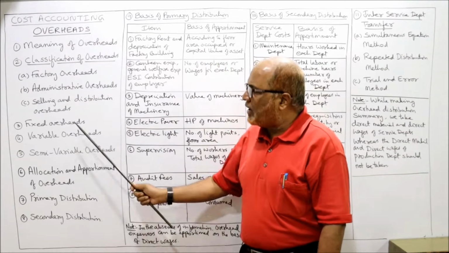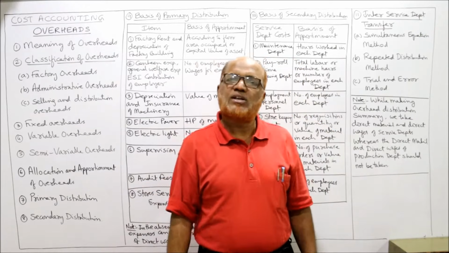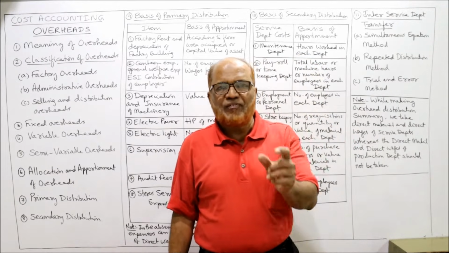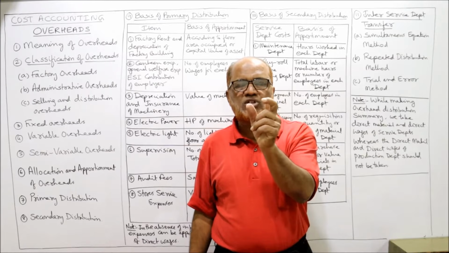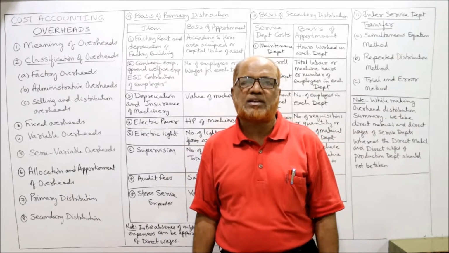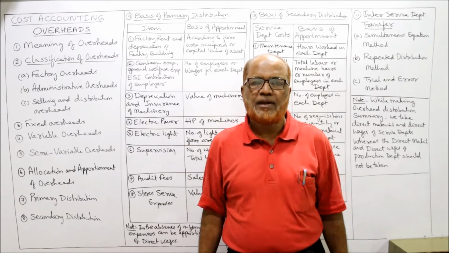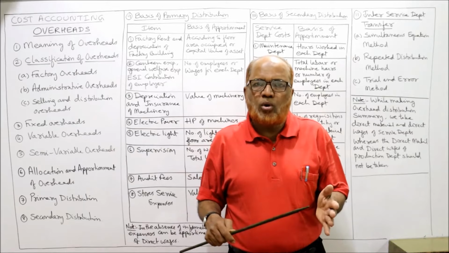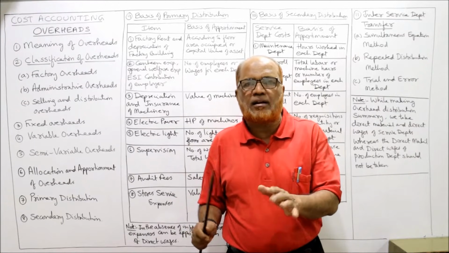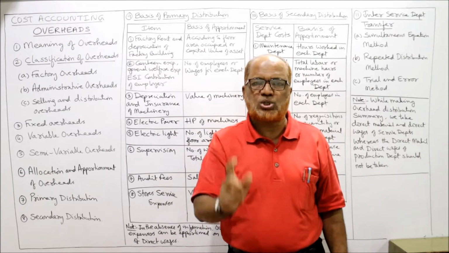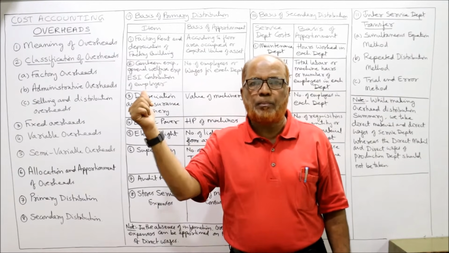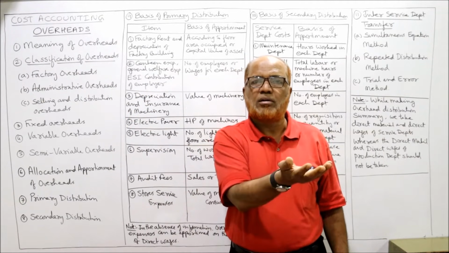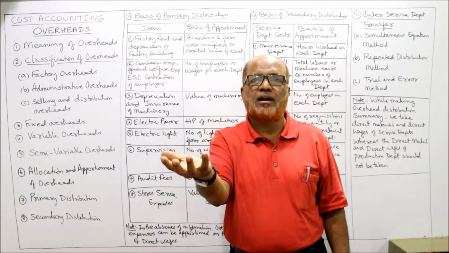Now another way of classifying overheads is fixed overheads and variable overheads. One more is semi-variable overheads. Fixed overheads are those overheads which remain fixed irrespective of the level of activity. Example, in the factory, the rent of the factory premises is paid. Whether the production is more or less doesn't matter. The rent of the factory will be a period cost, a cost incurred according to the period, the month or year. So it is not related with production. So it is called a fixed overhead.